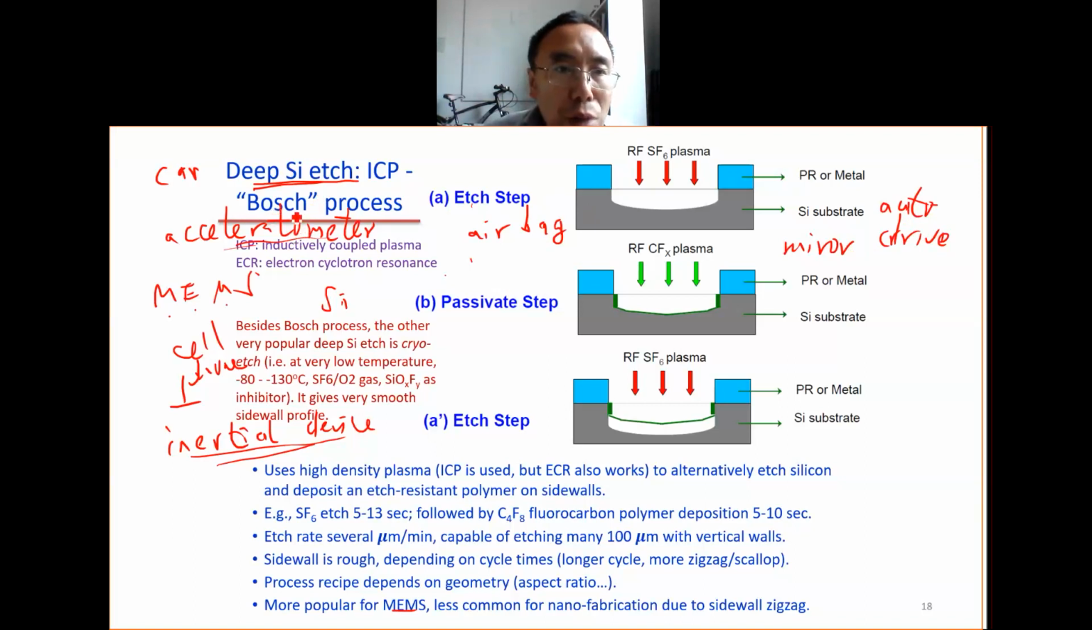This process is called the Bosch process because the MEMS company is Bosch, a very big German company. But actually, Bosch had this maybe in 1993. But in the 1980s, the Japanese first proposed this switching between the etch and passivation steps. So this idea was proposed by the Japanese, but the Bosch process used SF6 and C4F8 gas. Those are the most popular, most efficient gases. So even today, we still use the Bosch process.